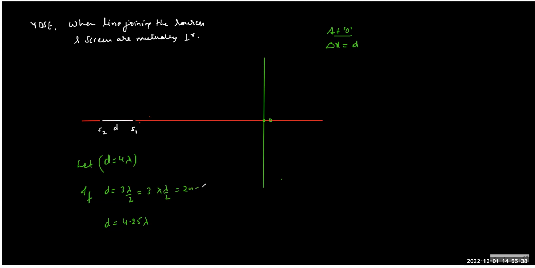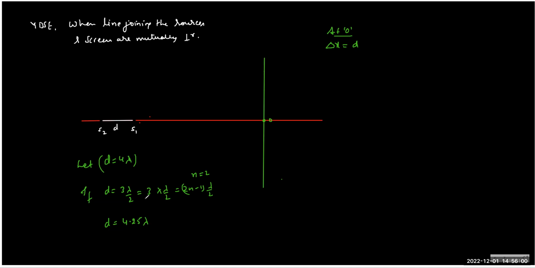So this is like 2n minus 1. If you compare with 2n minus 1 lambda by 2, the n is 2, right? So which order? Second order minima. So that will lead to the second order minima. The first minima is lambda by 2. The second is lambda by 2 plus lambda.